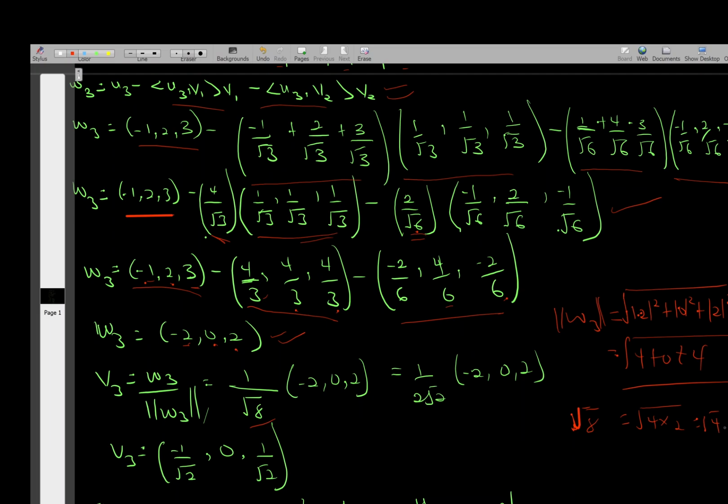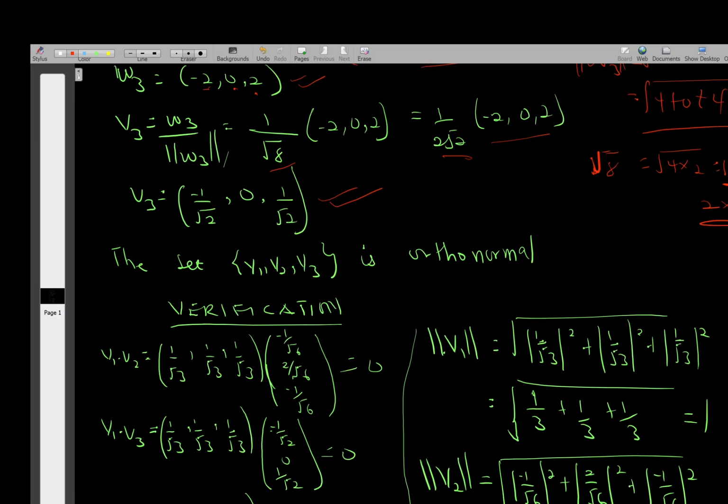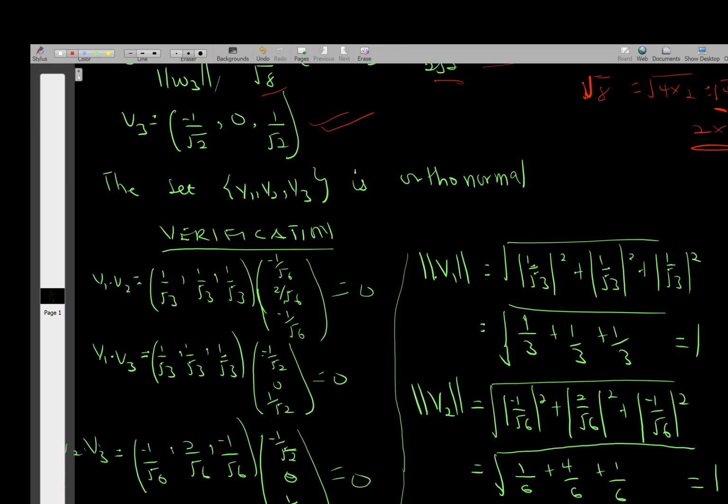Okay, so when you multiply 2 by 1 over 2 root 2, you get minus 1 over root 2, 0, then 1 over root 2. Okay, so therefore we have generated our vectors. Our newly generated vectors v1, v2, v3 are what? Orthonormal. The set v1, v2, v3 is orthonormal. You can verify your answer if it's correct.